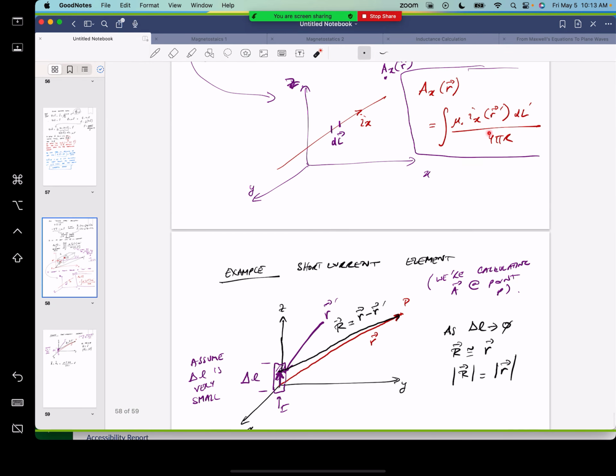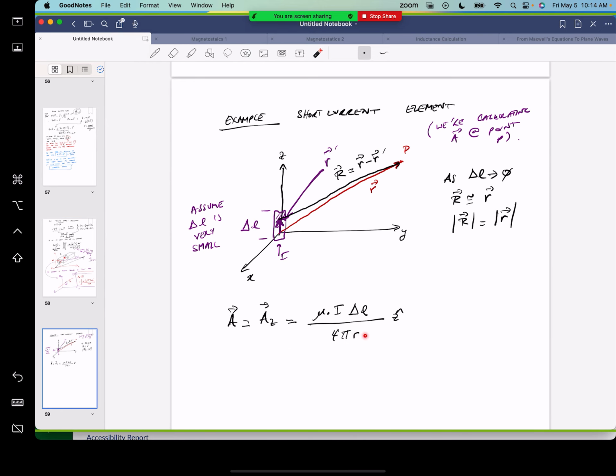over 4 pi R, because we said the wire is really short and we made this R basically the vector from the origin to that point by using this approximation. So it just ends up being 4 pi R. So this R ends up being the distance from the observation point to this filament. And it's pointing in the direction of Z. So at this point, I would have a vector that's pointing up only, and it would have this value. So it's dropping in value inversely proportional to the distance away from my current element, and it's always pointing in the Z direction.